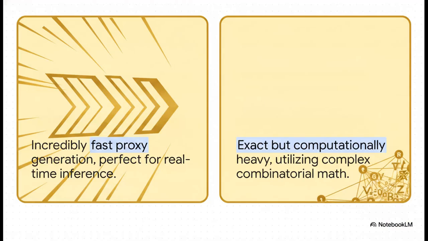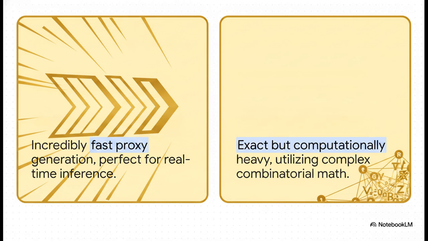Listen, consistency is great, but it really doesn't matter much if you have to wait a lifetime for it. If a bank needs to process 10,000 loan applications a minute, speed is absolutely critical. Lime is consistently blazing fast because, again, it just fits a simple linear surrogate. But SHAP's quest for perfect mathematical exactness, well, that comes at a massive computational cost.